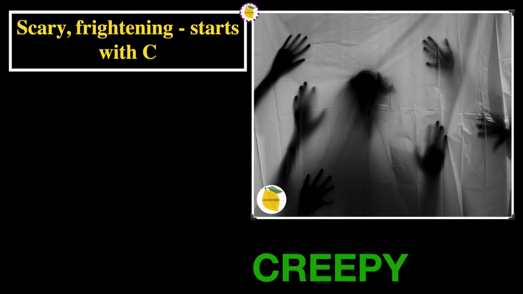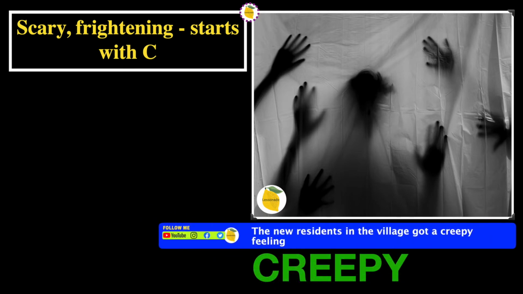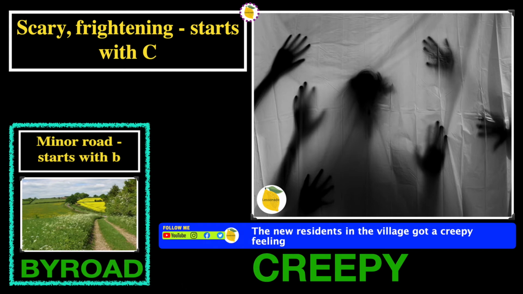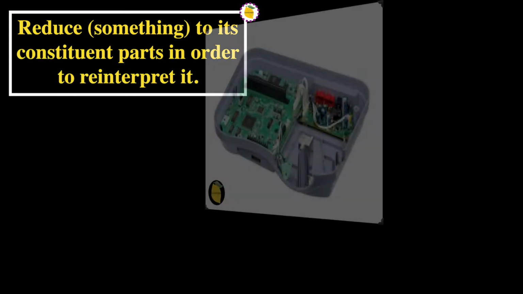Scary, frightening starts with C. In this picture, we can see hands grabbing out to this person in the shower, just like in a horror movie. So the word is going to be creepy. Sentence for this word is: the new residents in the village got a creepy feeling. Let's recall the previous slide. The previous slide is byroad. Let's go on to the next one.